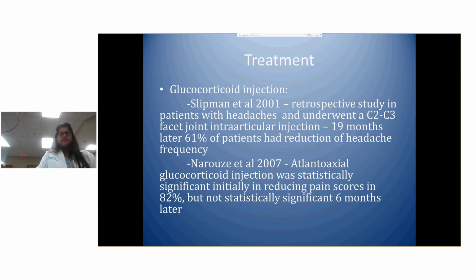Dr. Slipman, I believe he's a physiatrist actually, did a retrospective study in patients with cervicogenic headaches that underwent a C2 through C3 facet joint intra-articular injection with steroids, showing that 61% of the patients had reduction of headache frequency at 19 months. And then there was another study with injections at the atlantoaxial joint, again C1-C2, showing a statistically significant reduction in pain scores initially, but not lasting greater than 6 months.